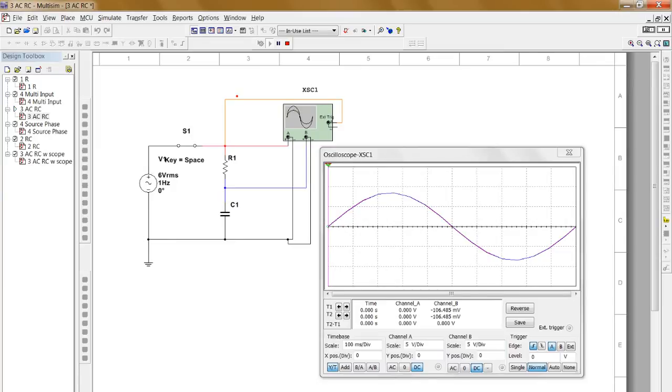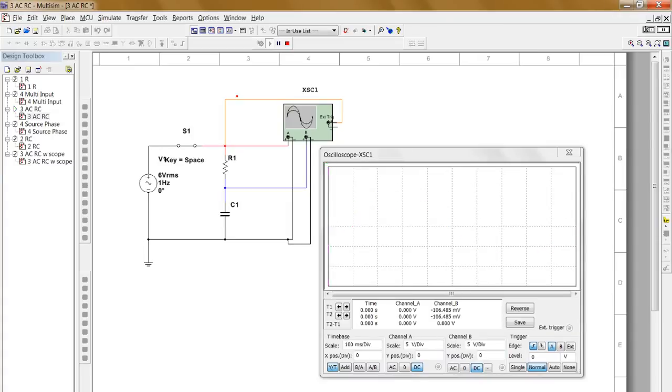Does that mean that the voltage of the source is in phase with the resistor, or the voltage on the source is in phase with the capacitor voltage? Why don't you press pause and see if you can guess that? Well, it's the capacitor. Welcome back. It's when they're in phase like this.